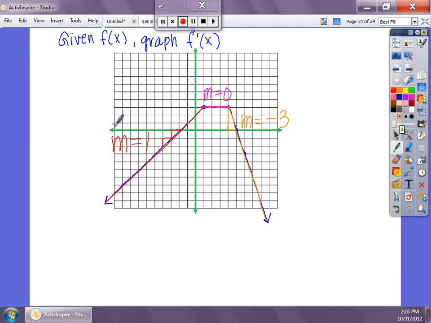Then I'm going to graph a slope of 1 until I get to x equal to 1. The derivative doesn't exist because it's a corner. And then from x equal to 1 to x equal to 4, the slope is 0. And then the slope after that is negative 3, so it's constant.